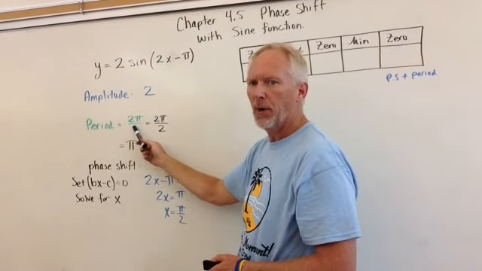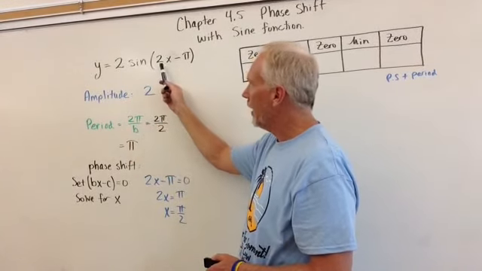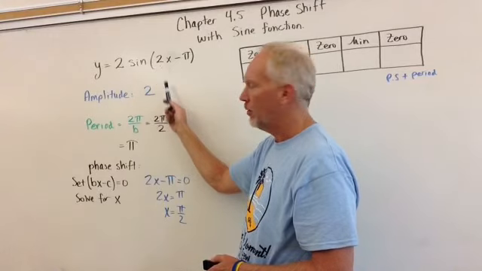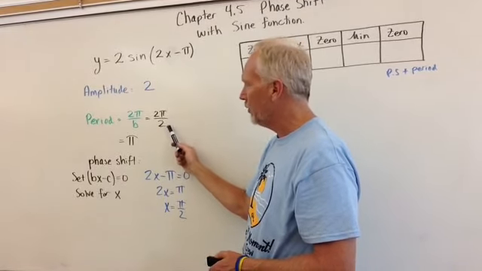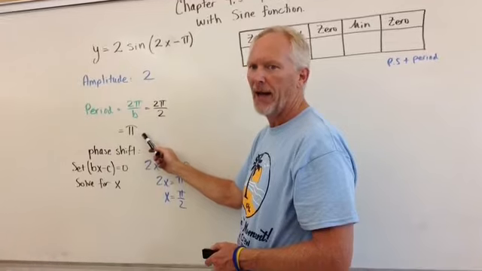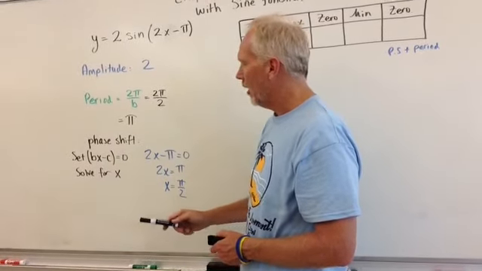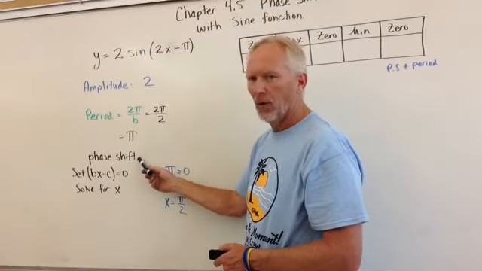Our period is 2 pi over b. Well, in this case, our b value is also 2. So 2 pi over 2 reduces to pi as our period. All right. Now, it comes down to our phase shift.